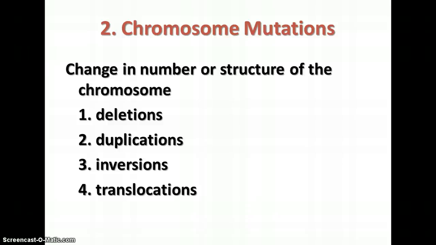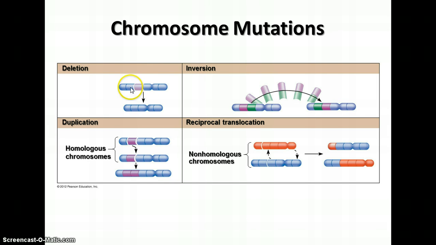The second kind of mutation is a chromosomal mutation. This is a change in the number or structure of the chromosome. This includes 4 different kinds of changes: deletions, duplications, inversions, and translocations. In a deletion, which is more than one base, a large portion of the chromosome is actually deleted during the process of producing the gametes, or during cell division. And so you have a chromosome now that has fewer genes. It's a smaller chromosome, and there's definitely going to be a lot of things that are missing there.